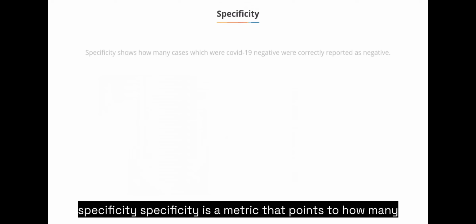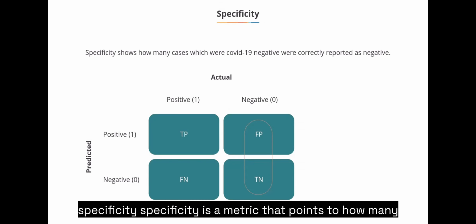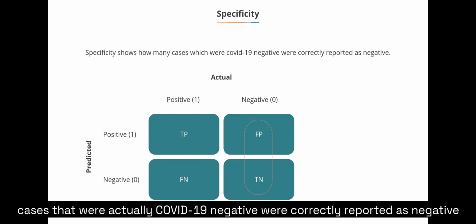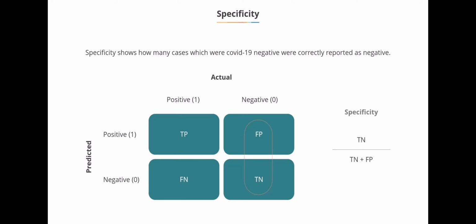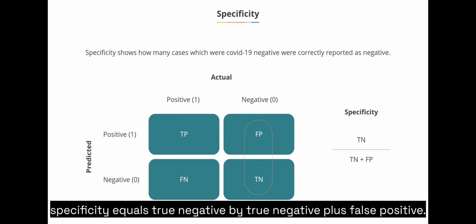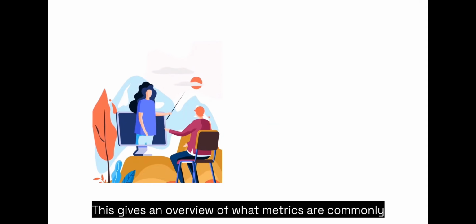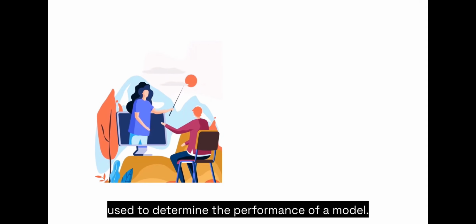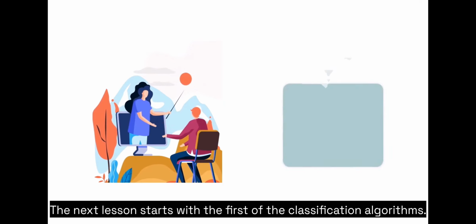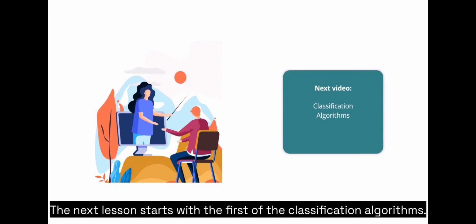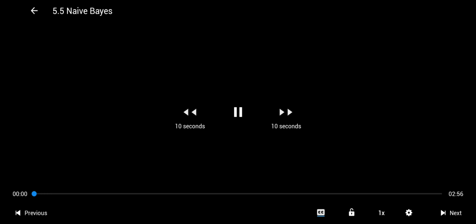Specificity. Specificity is a metric that points to how many cases that were actually COVID-19 negative were correctly reported as negative. Specificity equals true negative divided by true negative plus false positive. This gives an overview of what metrics are commonly used to determine the performance of a model. The next lesson starts with the first of the classification algorithms.